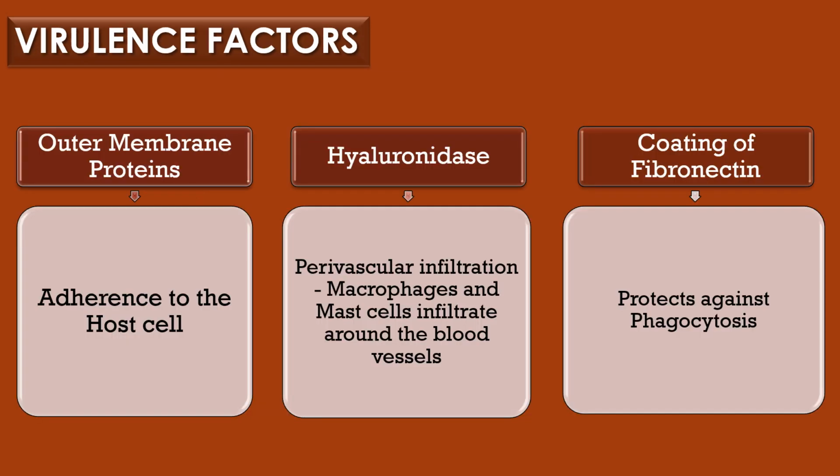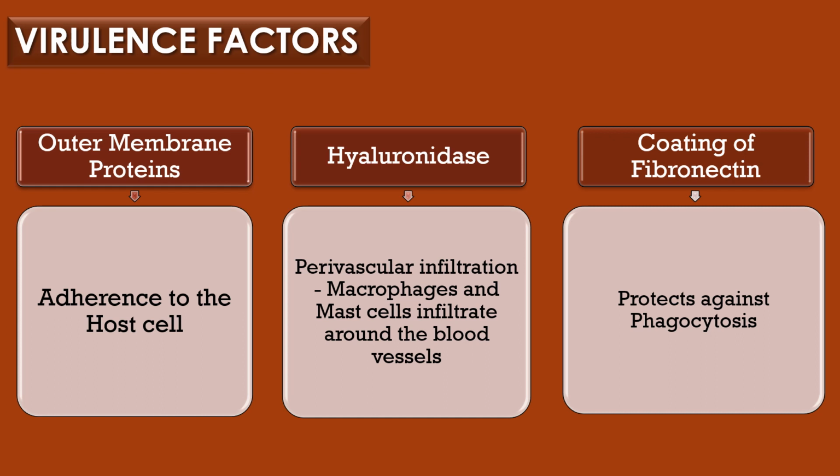Virulence factors of Treponema pallidum. The ability of the microorganisms to cause an infection is called virulence, and the term virulence was first coined by the scientist Louis Pasteur. Virulence factors are the factors which are responsible for causing infection in human beings. Here, Treponema pallidum has three virulence factors. The first virulence factor is outer membrane protein. The second virulence factor is the enzyme hyaluronidase, and the third virulence factor is coating of fibronectin.